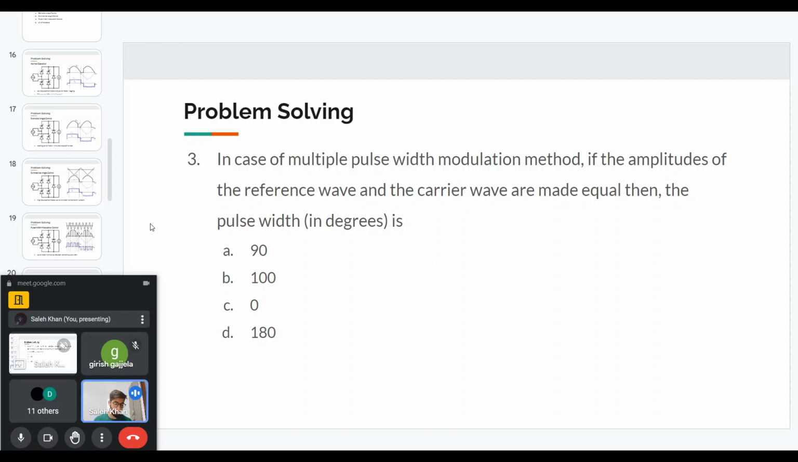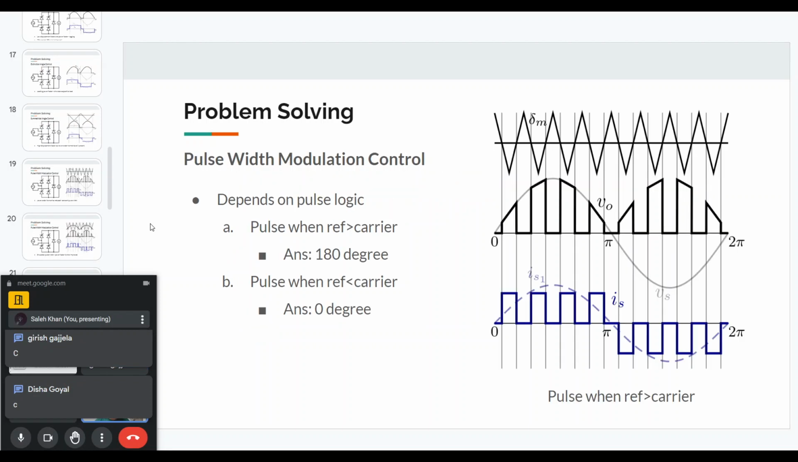Okay, so let's continue. This question is asking about the pulse width modulation that we just studied. If the amplitude of the reference wave and the carrier wave are made equal, then what will be the pulse width in degrees? Some people are saying C. It basically depends on the logic that you use for generating your pulses.